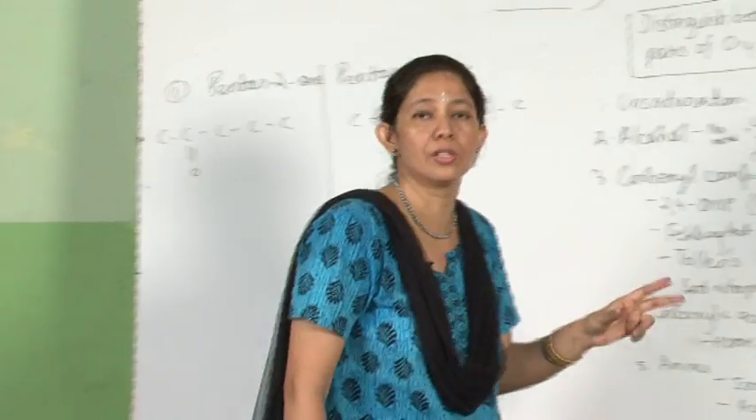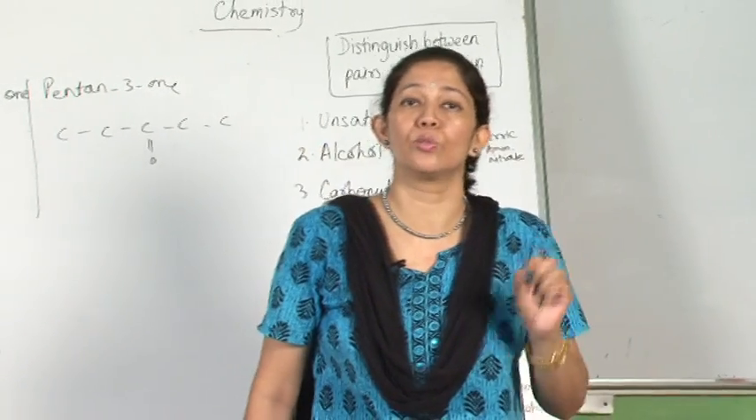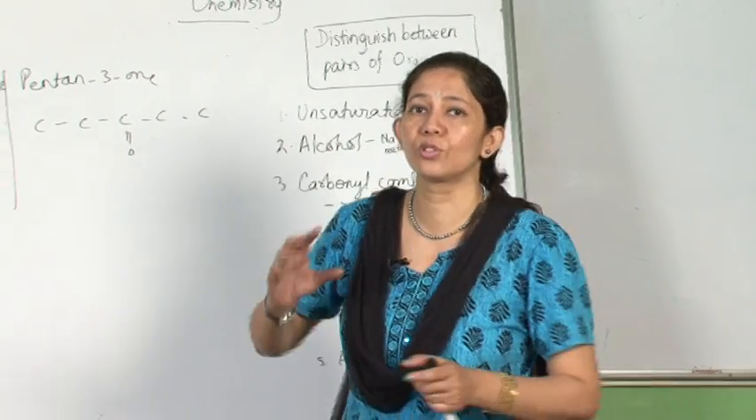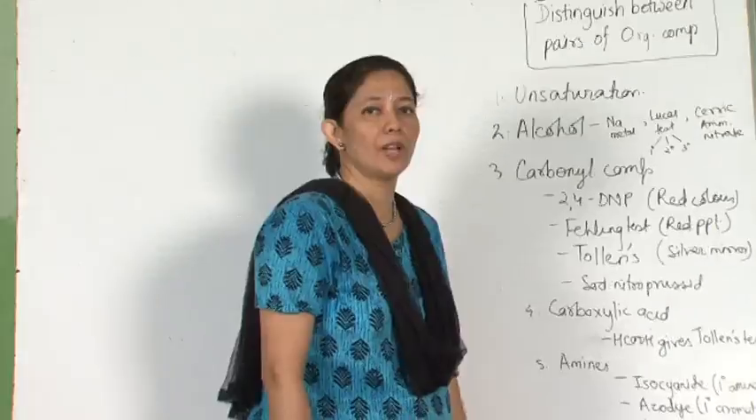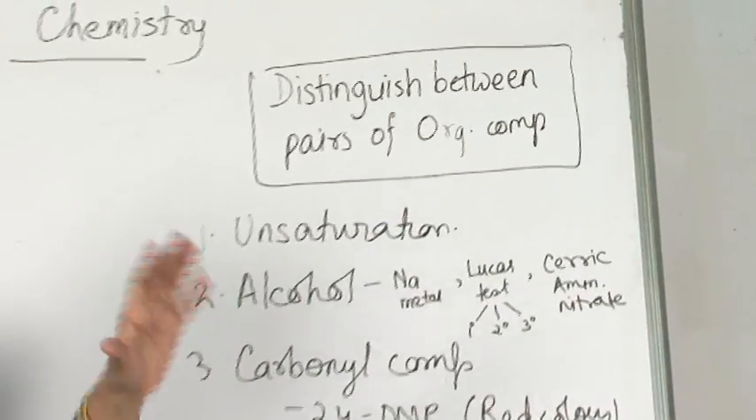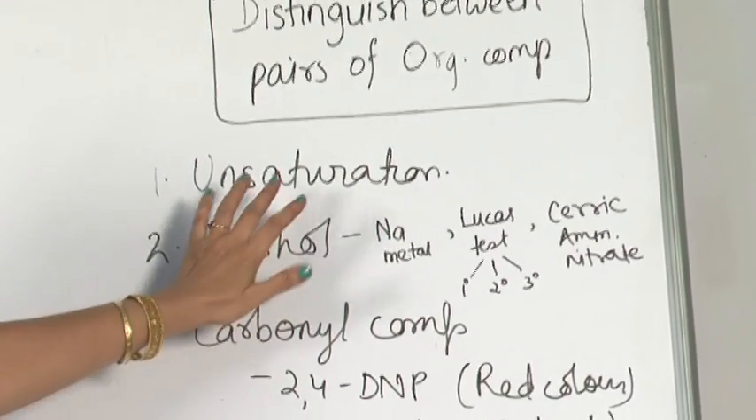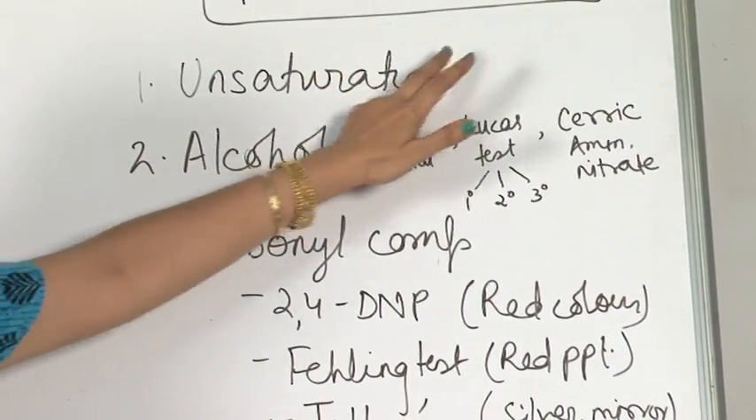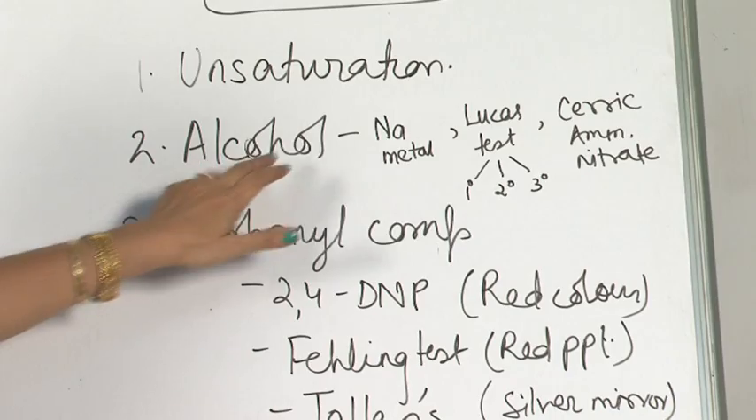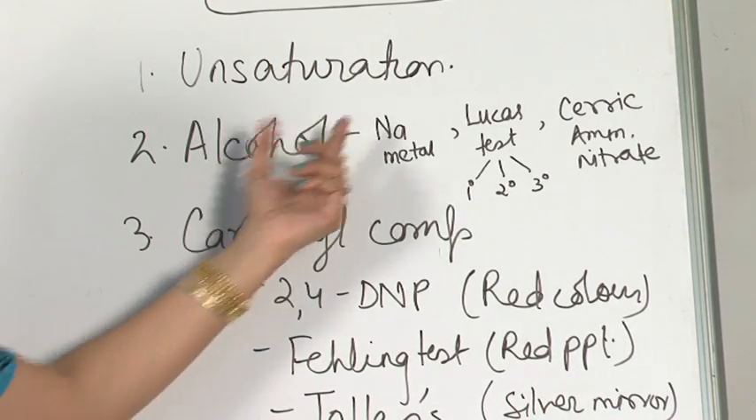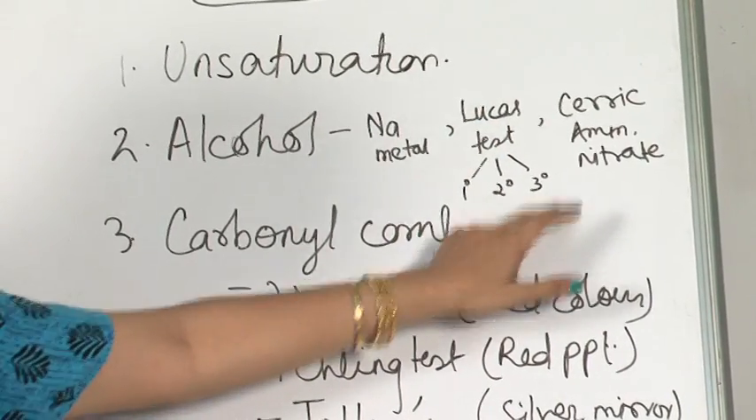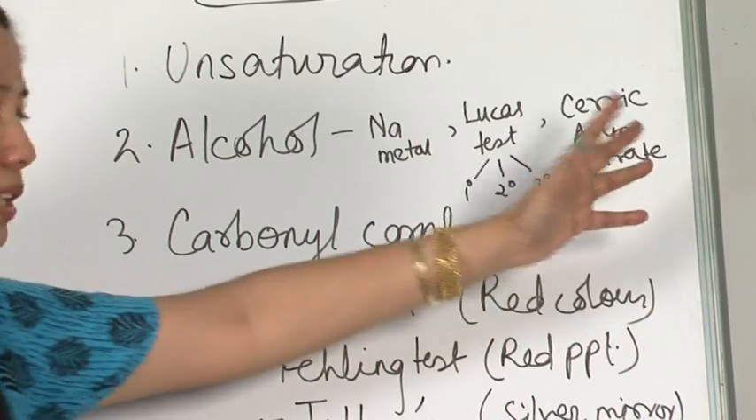In distinguishing tests, you must always remember that you must write down only those reactions in which there are some observable changes. Otherwise, you should not write down theoretical reactions. Once again, starting with distinguishing between pairs of organic compounds, I have listed here what you should know. First one, unsaturation, which you have also studied in class 11th: the Baeyer test with alkaline KMnO4, and another one is the bromine water test. The second one, alcohol test: one can differentiate alcohols with the sodium metal test, the Lucas test with 3 different observations for primary, secondary, tertiary, and the ceric ammonium nitrate test where you get a red color.